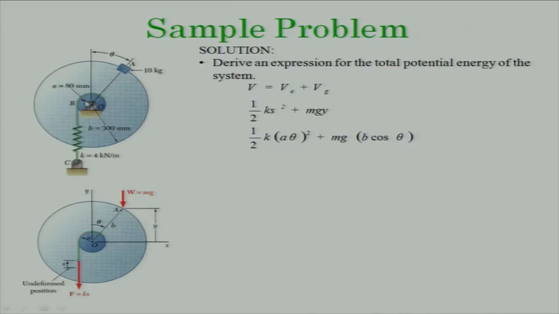Is it B or A? Sorry, A. A times theta, where A is the inner radius, will be the extension of this spring. With respect to this datum, what is the height of this point? It is nothing but B cos theta. So the total potential energy is half k a theta square, where a is the inner radius, plus mg, which is the weight, times b cos theta. What is b cos theta? It is nothing but the height of this point from the center point O. You agree with me so far?